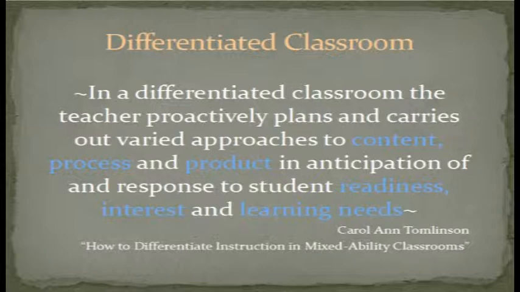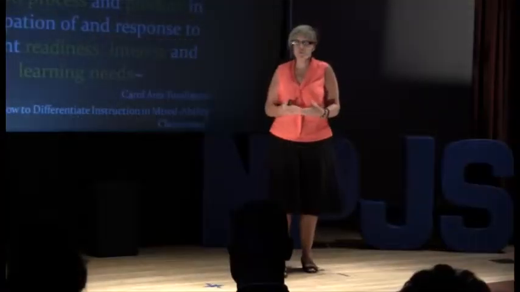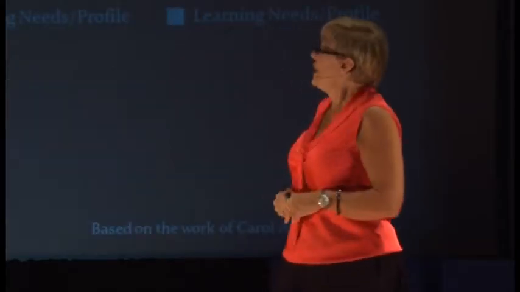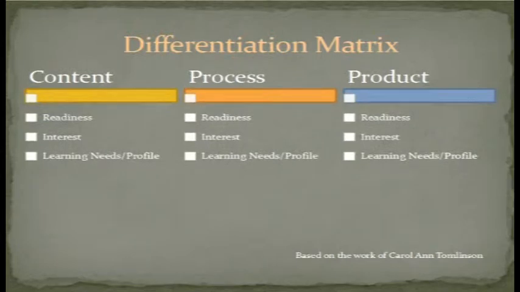So if we summarize, we see that in a differentiated classroom, a teacher proactively plans and carries out varied approaches to, here's our 3 words again, content, process, and product. And now we're adding the last piece, in anticipation of and response to student readiness, interests, and learning needs. And we have a matrix. Across the top, we have content, process, and product, our 3 areas in which we differentiate.